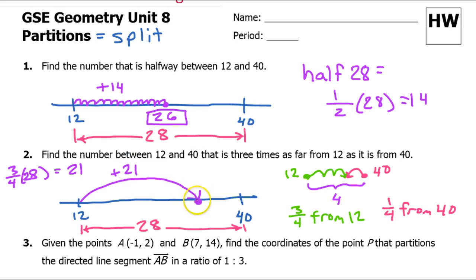So what number am I? Well, what's 12 plus 21? That's going to be 33. So that is going to be the answer to the question.